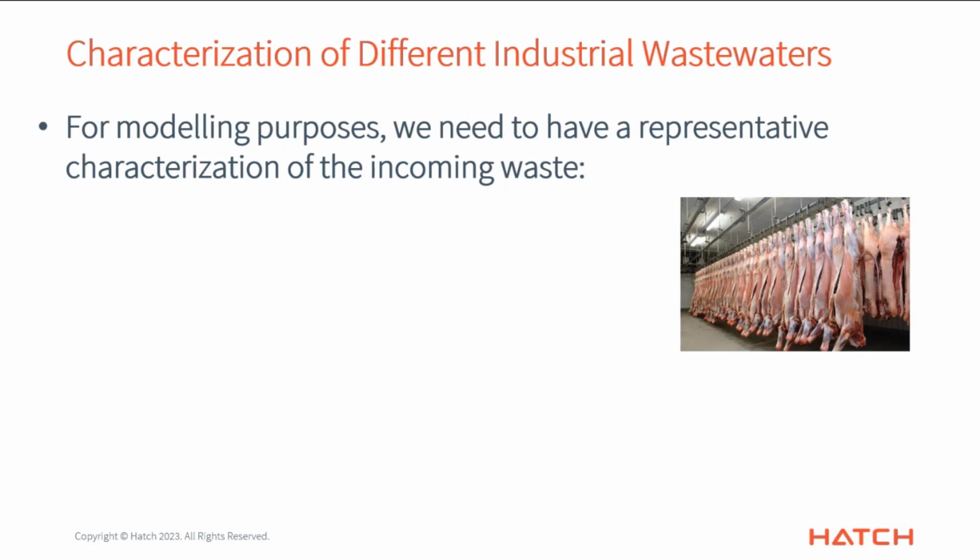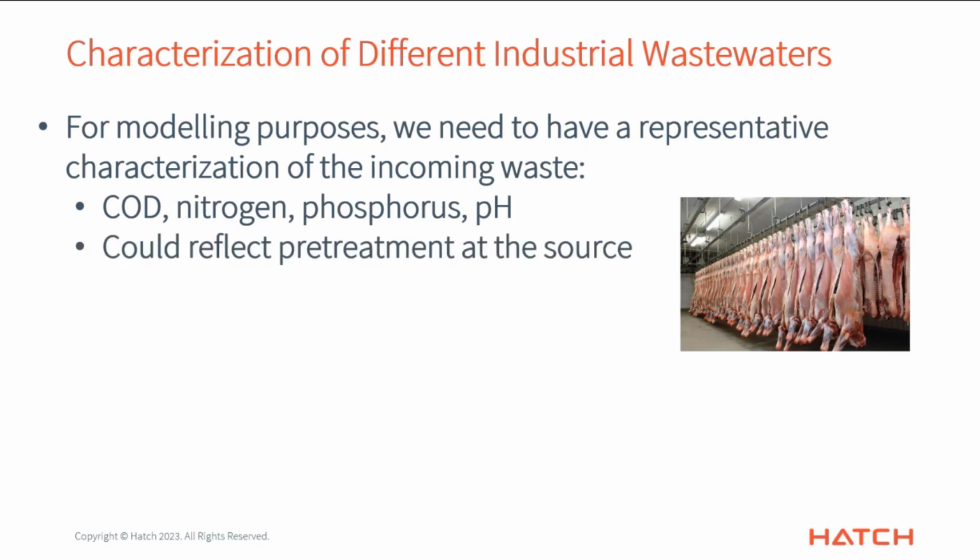For modeling purposes, when we want to set something up, we want to have a representative characterization of that incoming waste. So we need to know at the very least the COD, the nitrogen, phosphorus, and pH. There could be many other components that are there, but that's the minimum you've got to know.